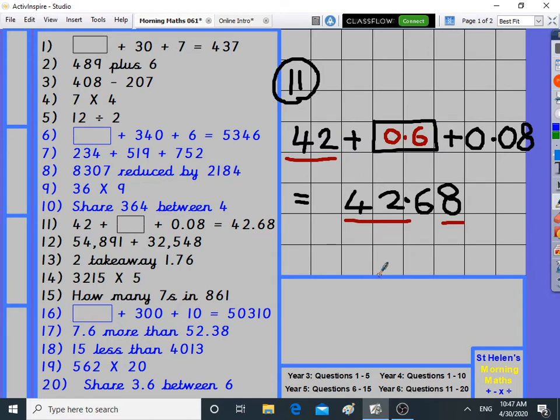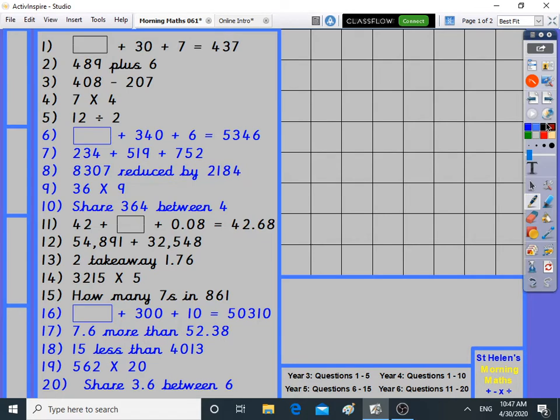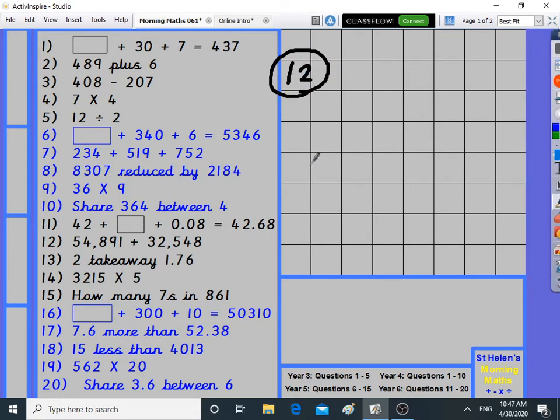Let's just see if that makes sense. 42 plus 0.6 plus 0.08 is 42.68. That's number 11 done. We'll move on to number 12. We're adding here now at year 5 level. Year 5 is the first year where you officially do numbers bigger than 4 digits, although I know some year 4s will have seen them before, of course.